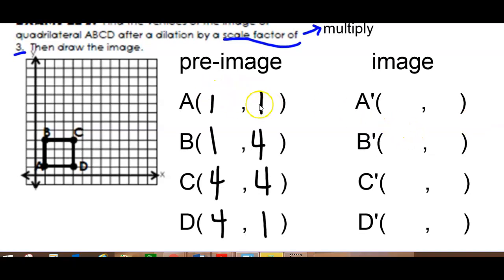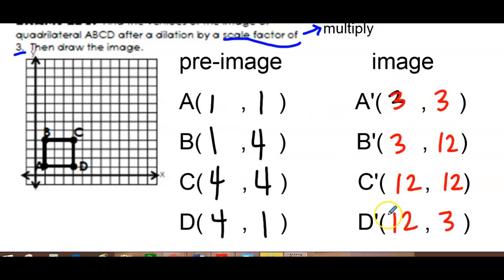So all of these points listed need to be multiplied by 3. So I'm going to go ahead and do that. All right, so I have all my primes listed by taking every single one of these points and multiplying them by 3. So now I'm going to go ahead and find where those would be located on the graph and plot them. All right, so I have them all plotted.